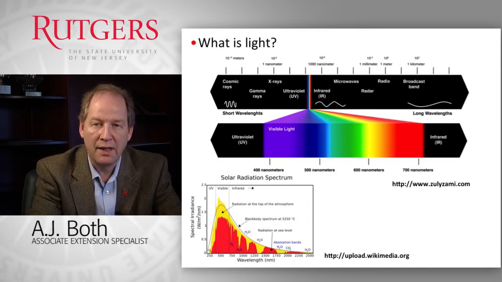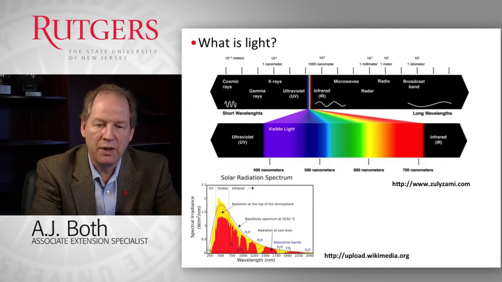Light is part of the electromagnetic spectrum, which ranges from cosmic rays all the way to broadcast rays, and only a very small portion of that is what we typically call light, and what we mean by light is typically the visible light, so the colors of the rainbow that we can observe with our eyes. Sunlight, however, includes more than just visible light. The spectrum coming from the sun includes also UV light and infrared light, or heat energy.